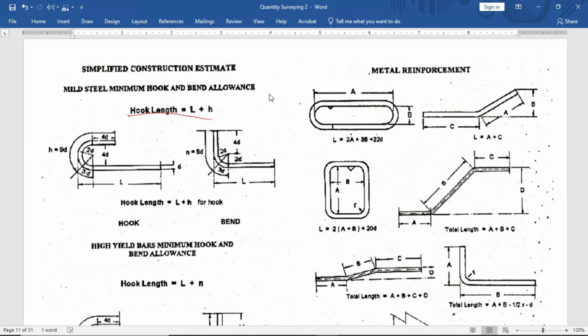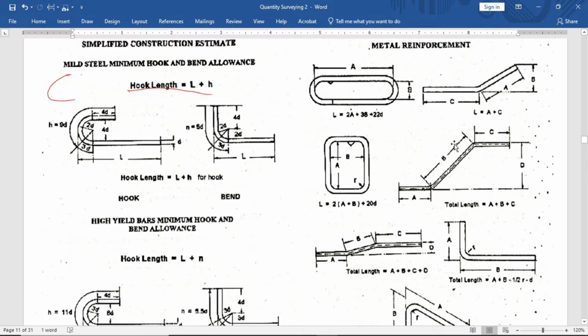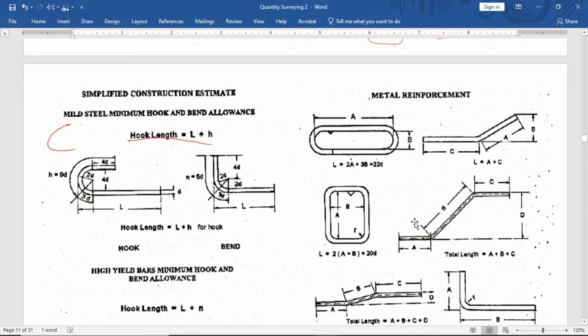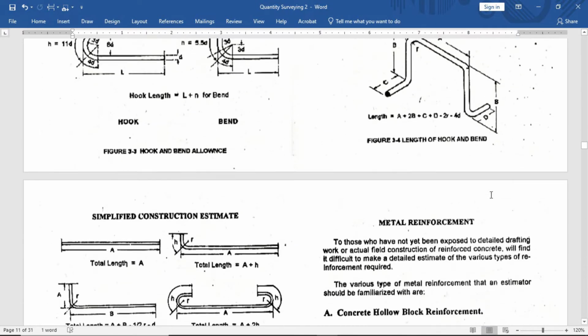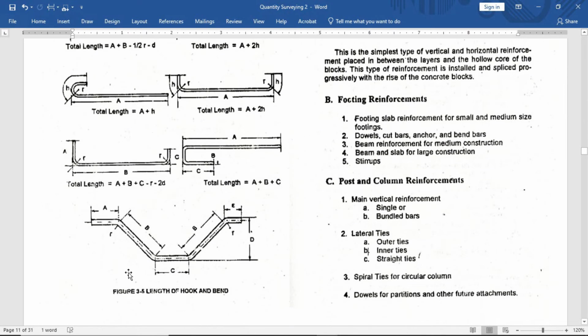Bawal kumulang. So, length ng... Ito yung mga kadalasan na hook natin. Ito, hook. Tapos ito, bend. So, yan yung para sa mild steel. Tapos ito naman para sa high yield bars natin. Hook tsaka bend. Ma-discuss natin yan sila sa mga susunod na mga topics. Yan yung mga hooks and bend.